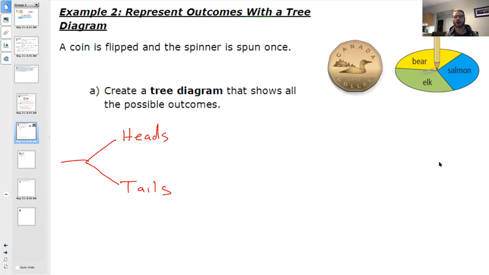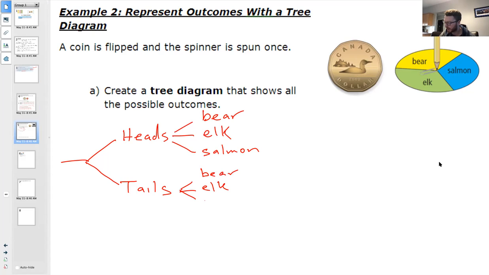But now we need to show the possible outcomes for the spinner as well. So we could flip heads and spin a bear. We could flip heads and spin an elk. And we could flip heads and spin a salmon. Okay, and we're going to do the same 3 for tails. So it could be tails and a bear. It could be tails and an elk. Or tails and salmon. Okay, so that's what a tree diagram looks like.